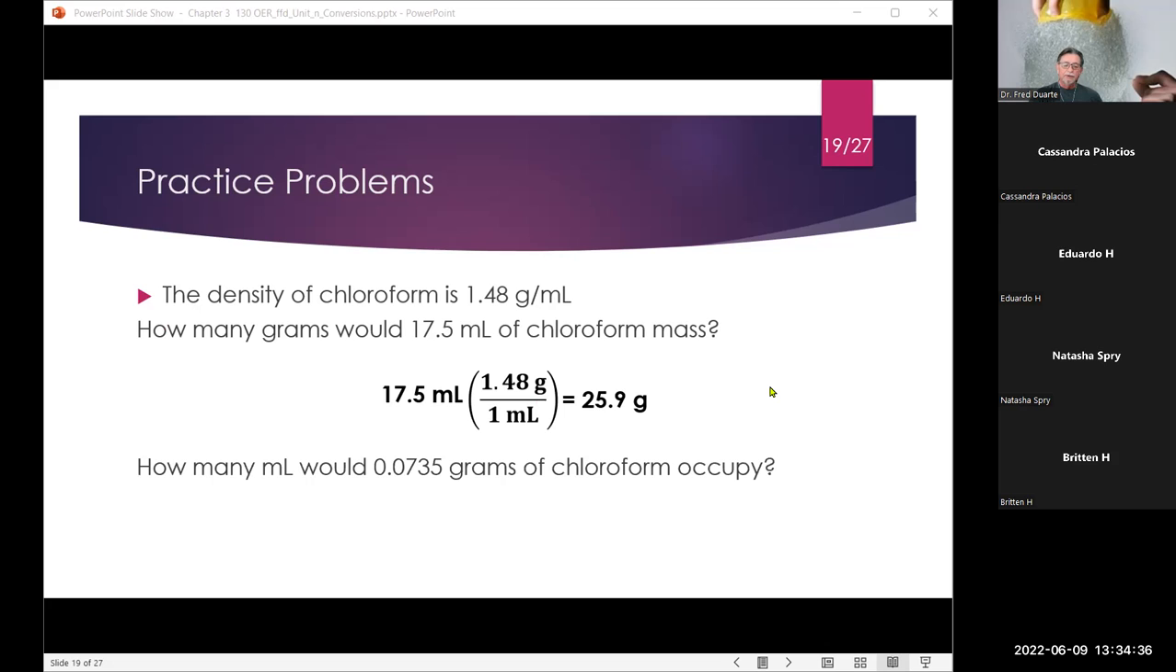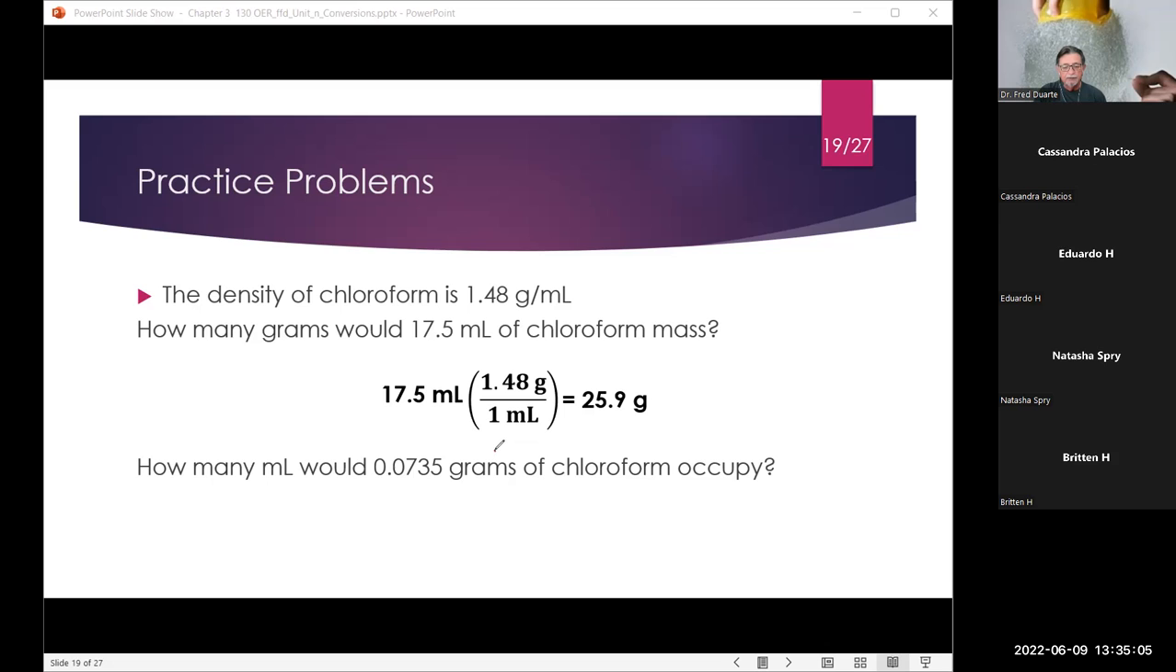All right, now in this case, they're asking, what if you were to measure out 0.735 grams of chloroform, and you weigh that out. And the question is, for whatever reason, you need to know the volume. Well, that's a small amount, which means it would be tough to measure the volume, so you calculate it. And we set it up like we just did.